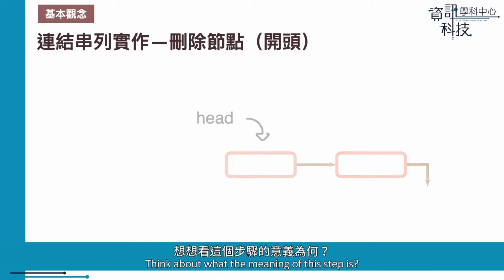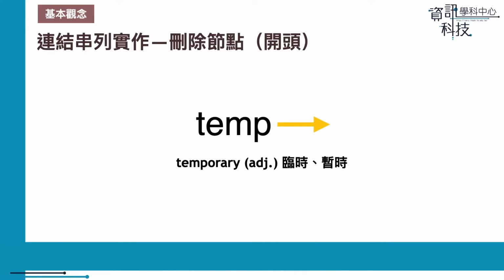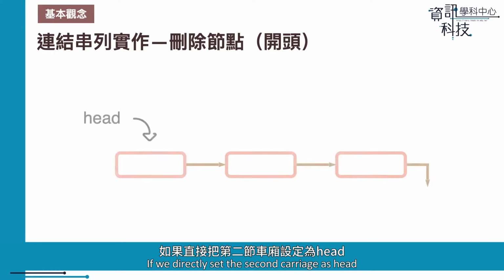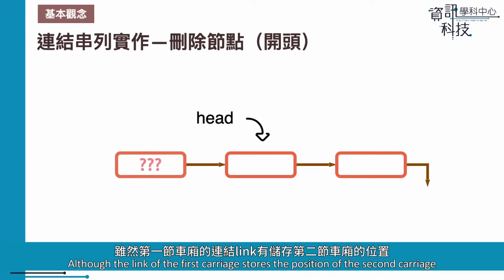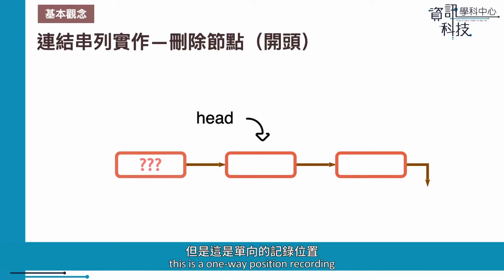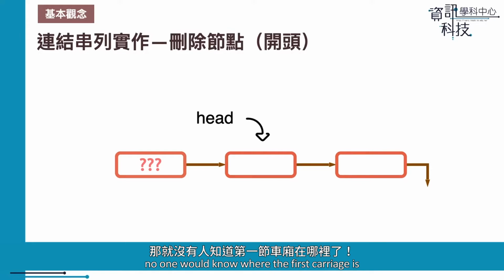Think about what the meaning of this step is. Why do we need a temporary node? If we directly set the second carriage as head, we would not find out the position of the first carriage. Although the first carriage stores the position of the second carriage, this is a one-way position record. Therefore, if temp is not used to store the position of the first carriage in advance, no one would know where the first carriage is. If we can't find it, there's no way to delete it.